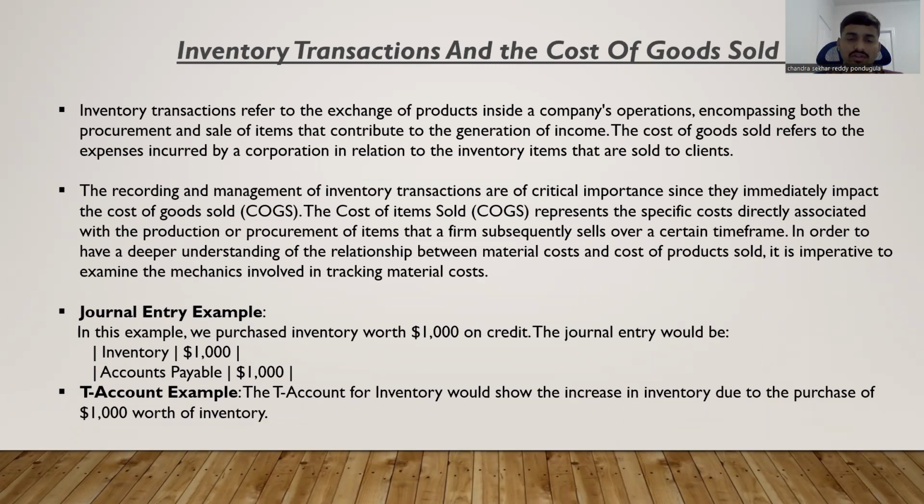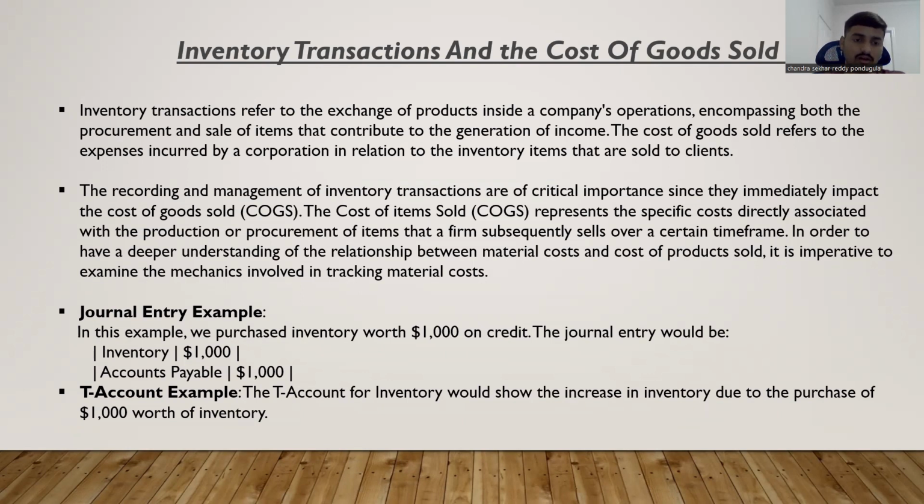of goods sold. The cost of items sold, or the cost of goods sold, represents the specific cost directly associated with the production or procurement of items that a firm subsequently sells over a certain time frame. In order to have a deeper understanding of the relationship between the material costs and the cost of the product sold, it is imperative to examine the mechanisms involved in tracking material costs.